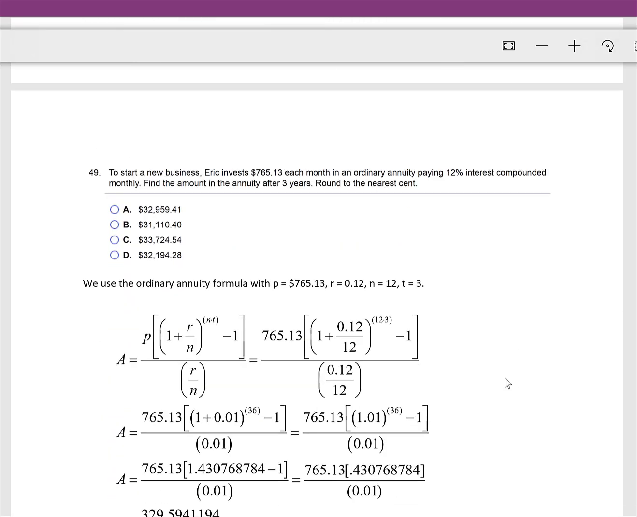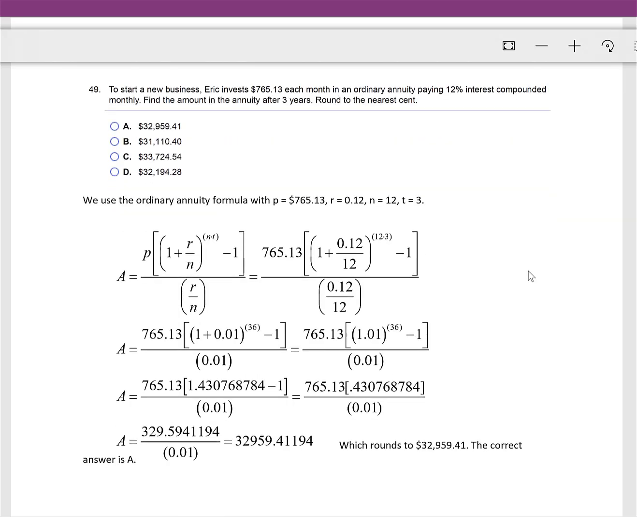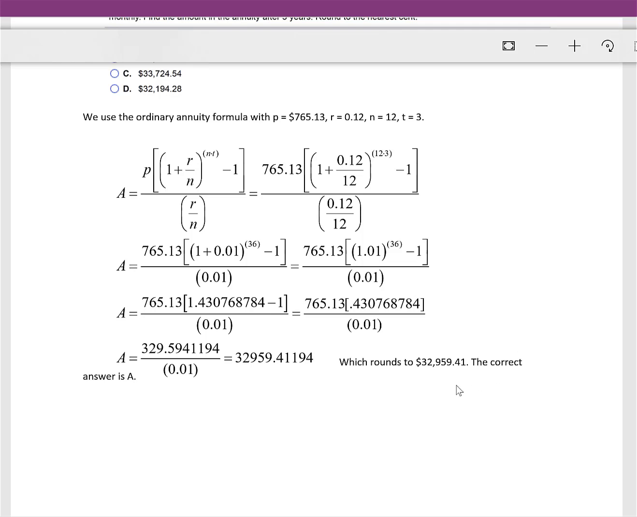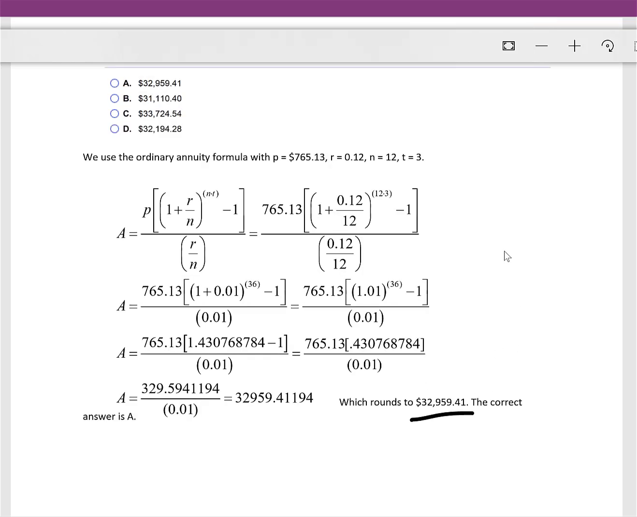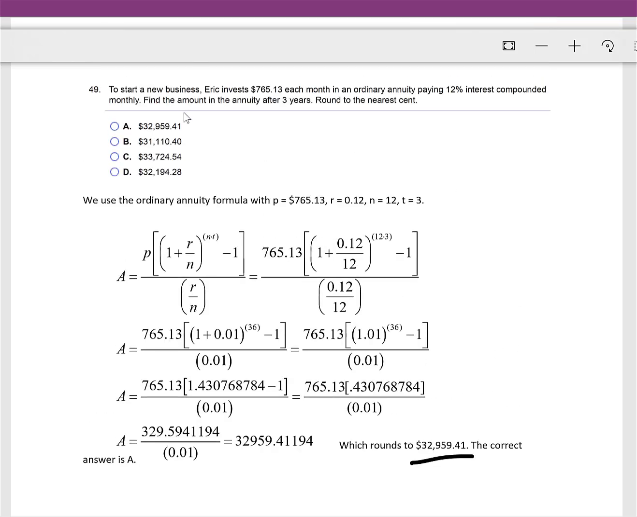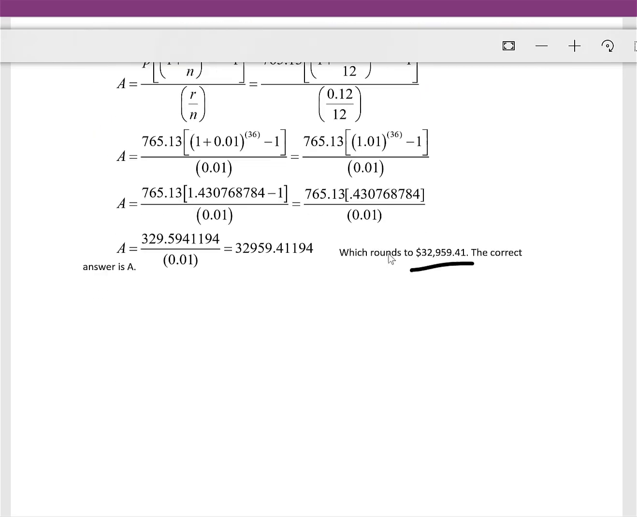To start a new business, Eric invests $765.13 each month in an annuity paying 12% compounded monthly. Find the amount in the annuity after 3 years. So again, here's my formula here, here's my calculations, and he's going to have almost $33,000. The correct answer here is A.